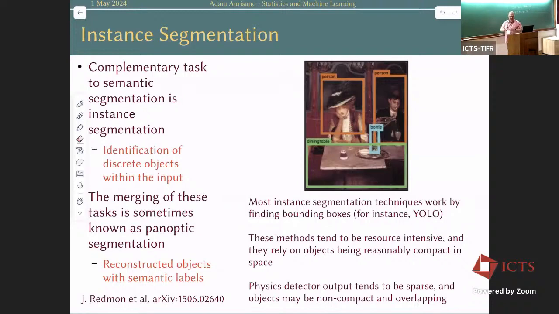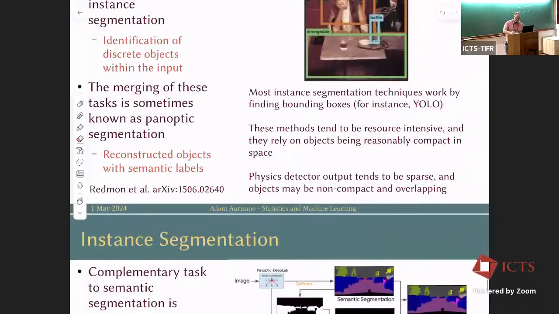So we'd like to do something else. But the idea is, once you have semantic segmentation and instance segmentation, there's also the process of merging those two things together to go from the identification of an object to the classification of the object based on what's contained in it. That's often called panoptic segmentation, and there's a reference here you can look at.